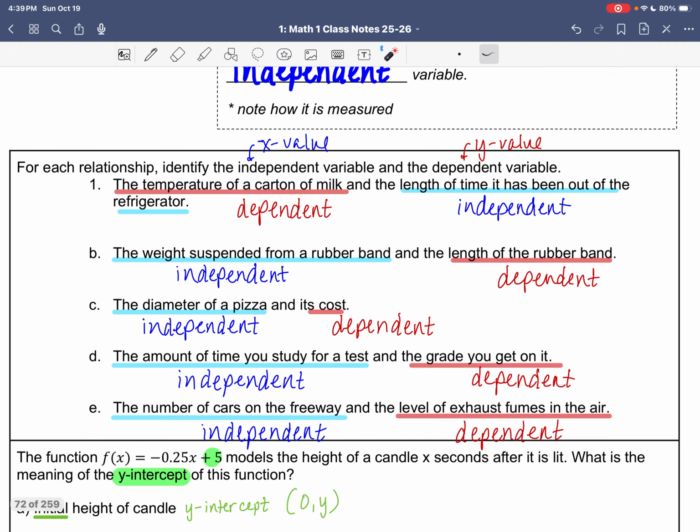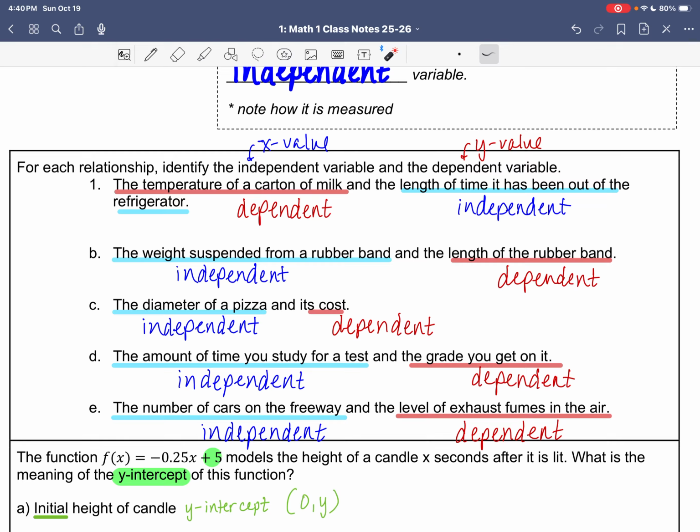And for this one, it says the amount of time you study for the test and the grade you get on it. So your grade depends on how long you study, hopefully. So this would be considered the dependent, and this is the independent.